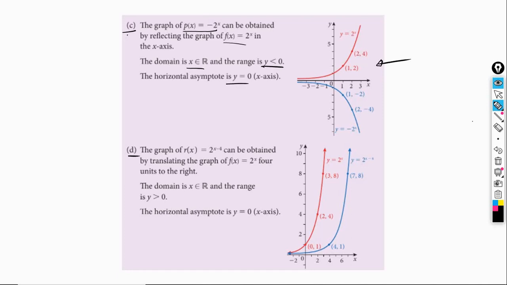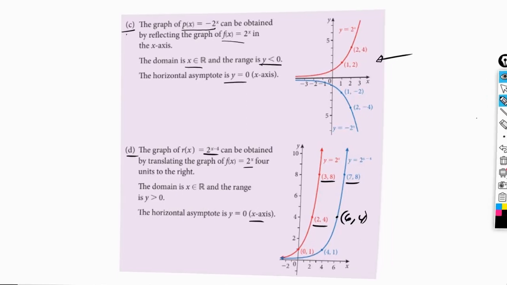For D, we said that the graph of 2 to the x minus 4 can be obtained by translating the graph of 2 to the x 4 units to the right. So we can see that here. What used to be 3, 8 is now 7, 8. What used to be 2, 4 would now be 6, 4 over here. And then 0, 1 becomes 4, 1. Domain and range don't vary. And the horizontal asymptote is again the x-axis.